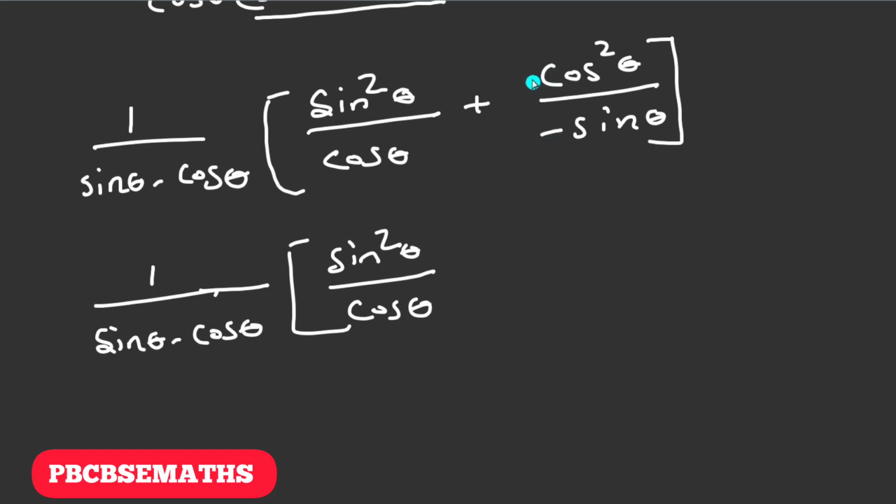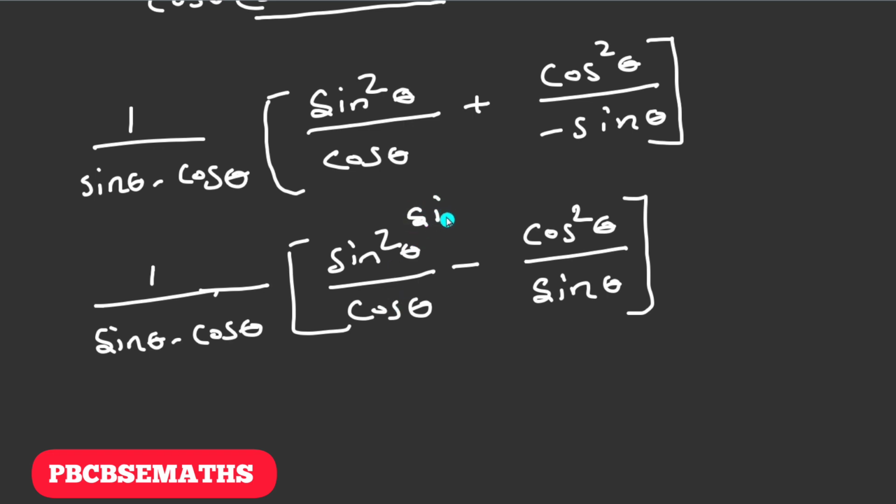Then that becomes minus cos square theta, plus into minus cos square theta, that becomes minus here. So we can write here minus of cos square theta divided by sine theta. Now let's simplify this part here. Let's find out the LCM of cos theta and sine theta, which is sine theta into cos theta. So here we can write cos theta into sine theta, and here sine theta into cos theta.